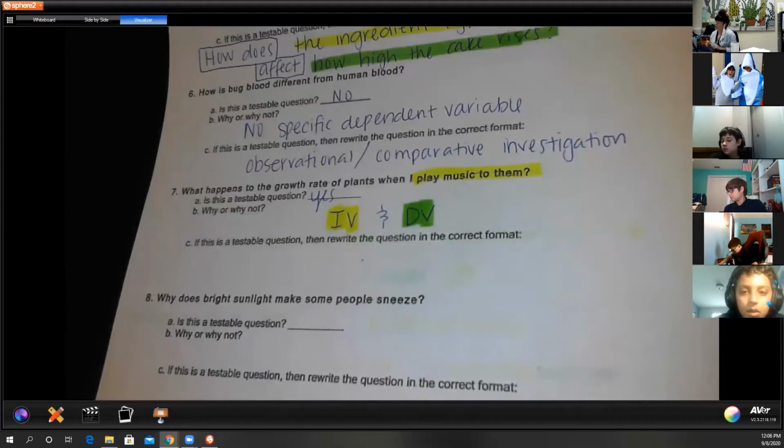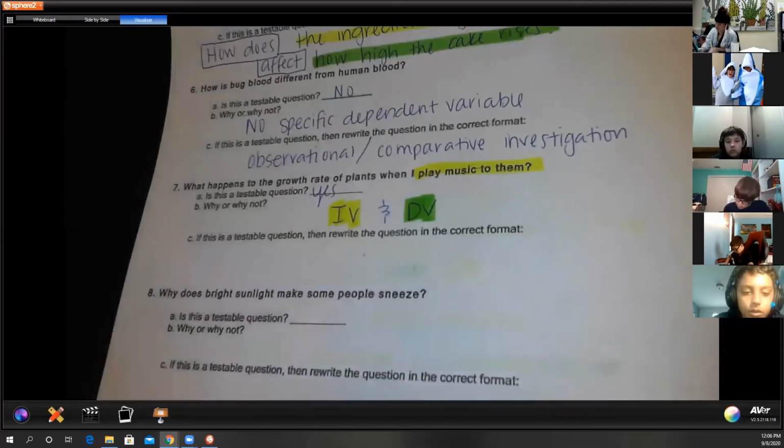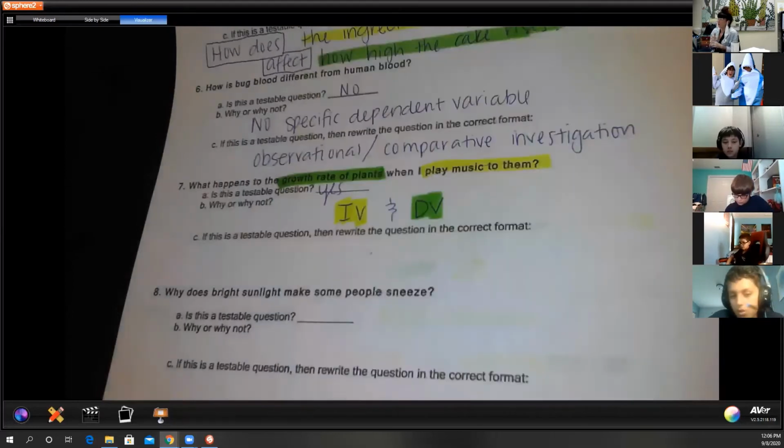So what am I measuring here then? What am I measuring? Leon? Growth of the plant. Now, as scientists, we know there's something wrong with this dependent variable. Remember what we talked about in our notes from last week about the growth of the plant? What is wrong with this dependent variable?